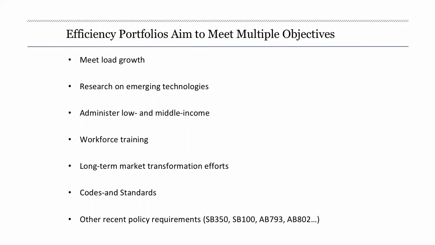Energy efficiency portfolios aim to meet multiple objectives. Traditionally, it was how to meet future load and load growth in the most economic manner. Over time, there have been more objectives that the energy efficiency portfolio is responsible for. They include researching emerging technologies, administering low and middle income programs, training workforces, and this isn't an exhaustive list, but you get the point. Even more recently, there have been additional policy requirements: SB 350's doubling EE goal, SB 100's objectives of a carbon neutral grid, and so on. Next slide, please.